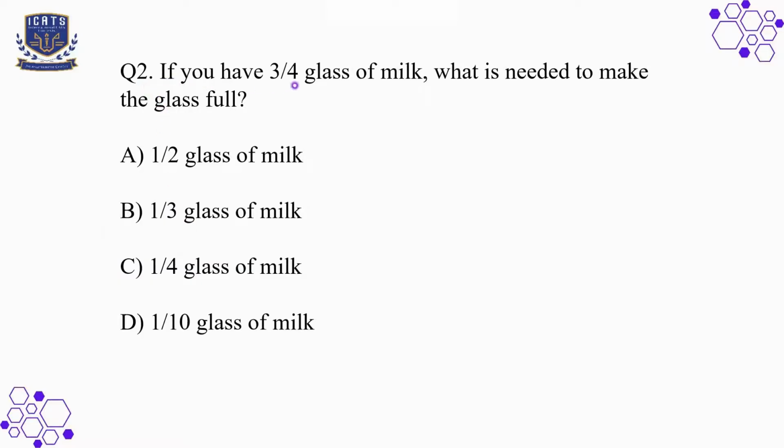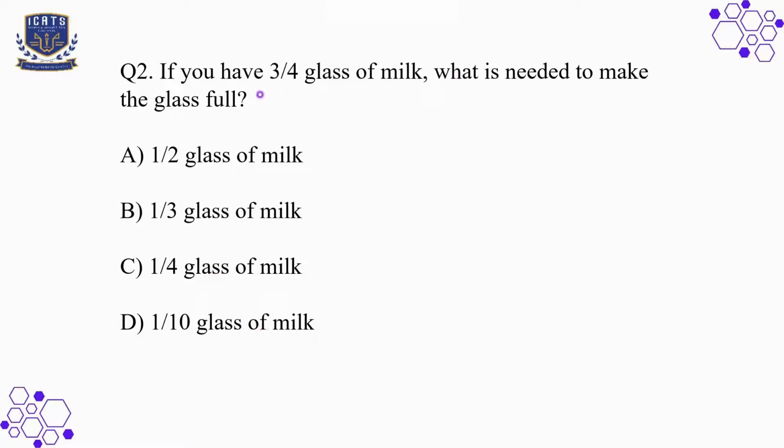Question number 2, if you have 3 by 4 glass of milk, what is needed to make the glass full? Option A is 1 by 2 glass of milk. Option B is 1 by 3 glass of milk. Option C is 1 by 4 glass of milk. And option D is 1 by 10 glass of milk.